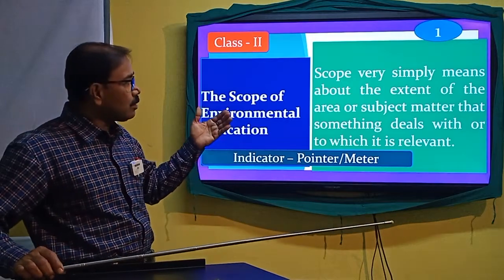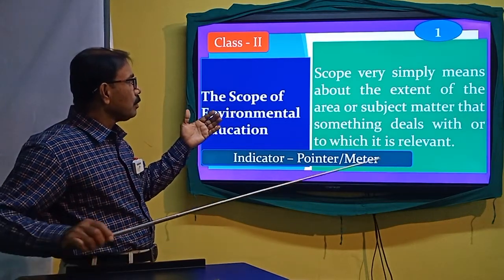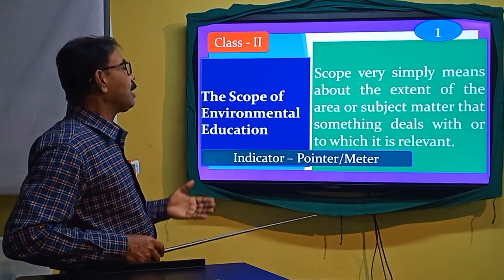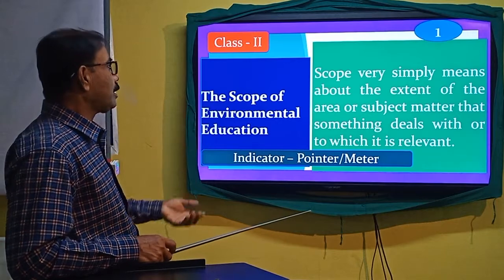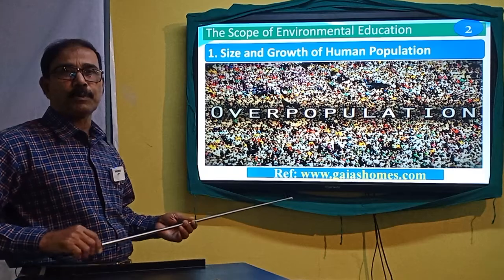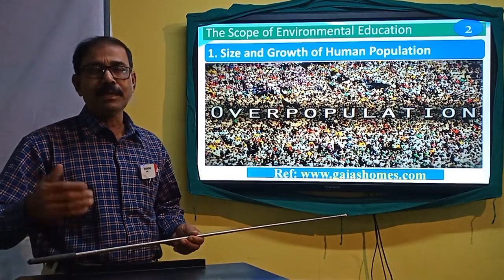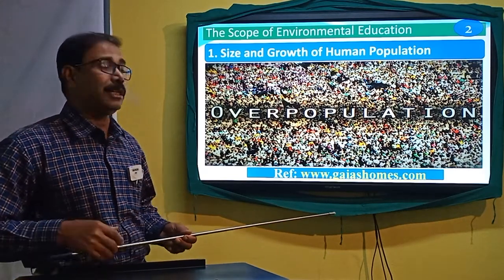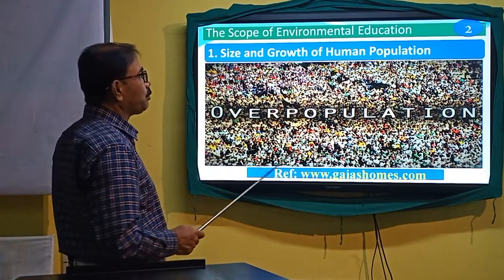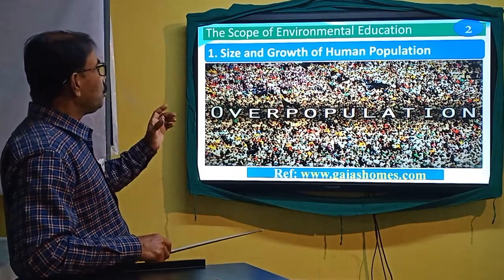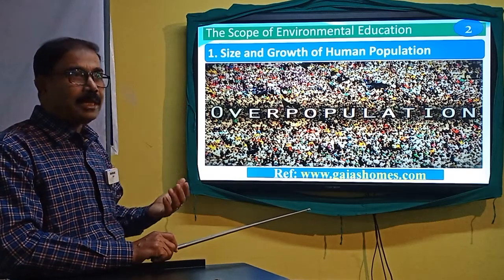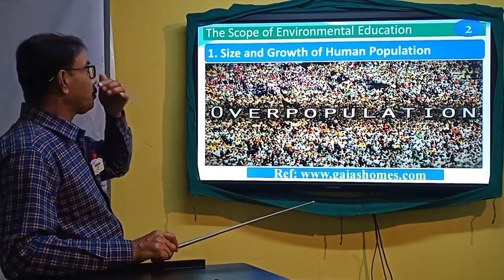As the contents have similarity with the earlier class, we are to go to the next slide. We discussed this point, size and growth of human population. Environmental education is closely associated with the concerns of the size and growth of human population. This is one of the most important areas of discussion for understanding the scope of environmental education.